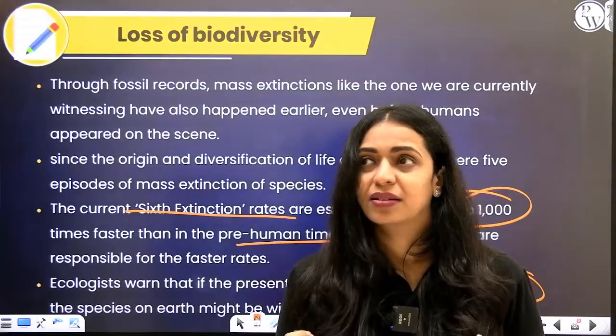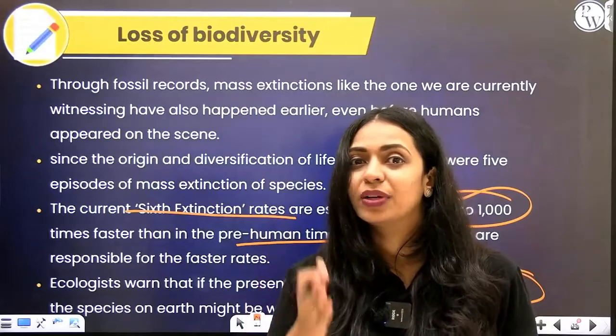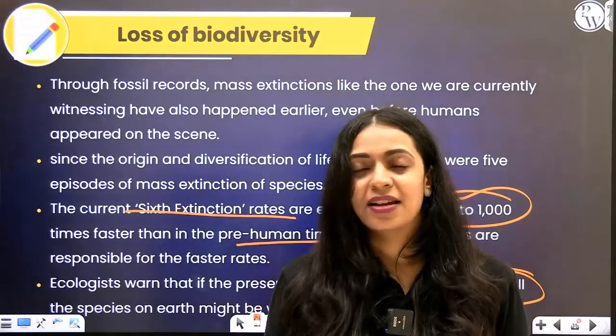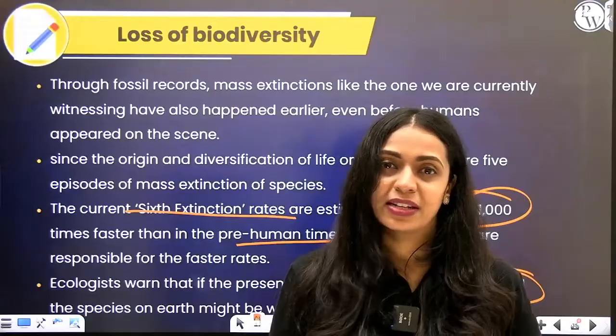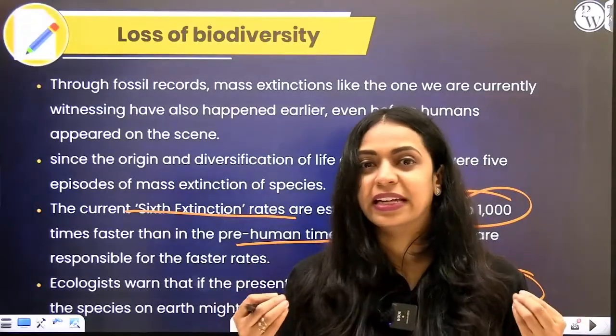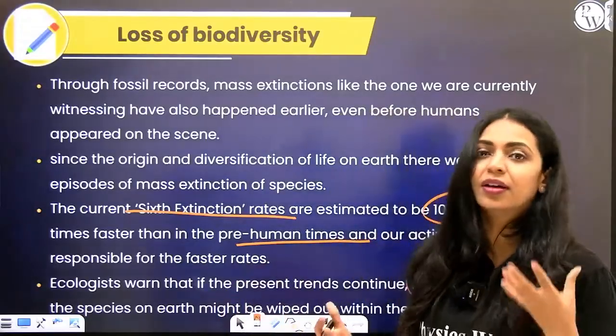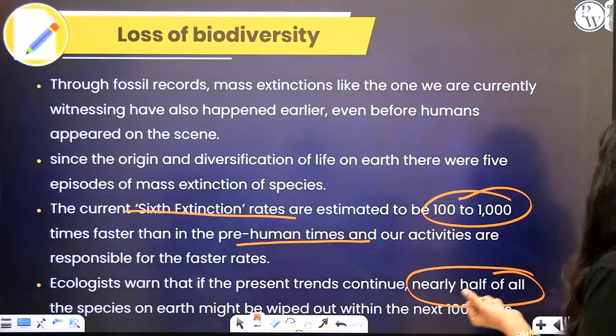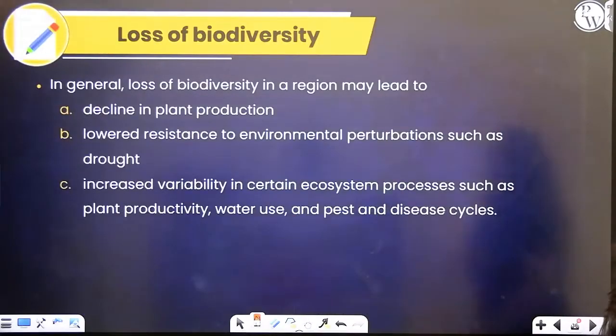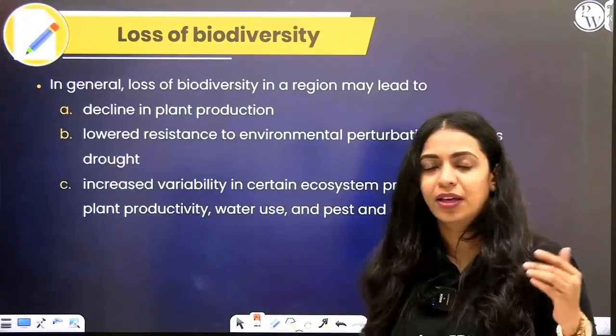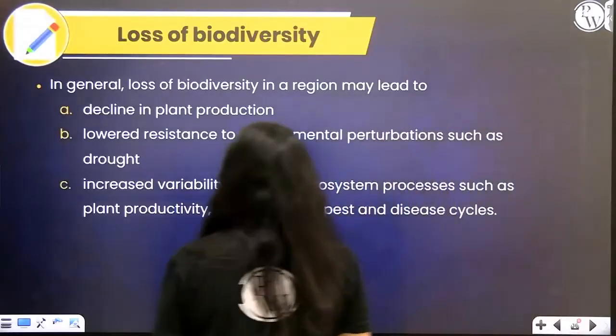It might seem like nothing to you, but this chapter is only to show you, open your eyes and understand how important biodiversity is for an ecosystem and what is the need for us to save our ecosystem and save our species, right? Now, what will happen if there is a loss of biodiversity in any region?